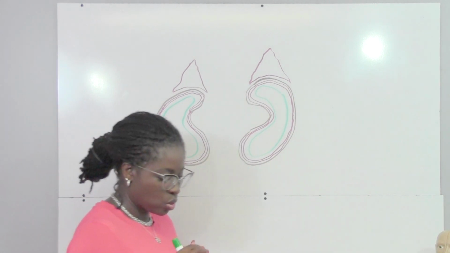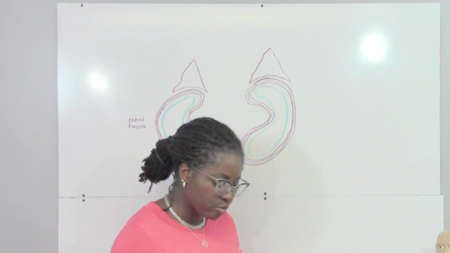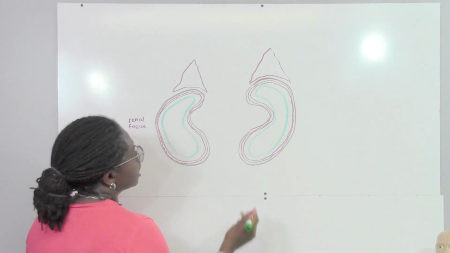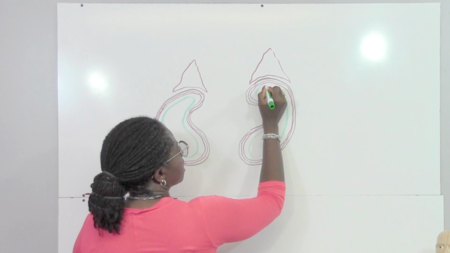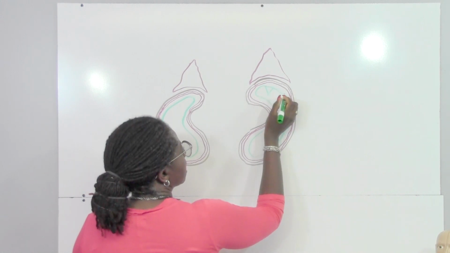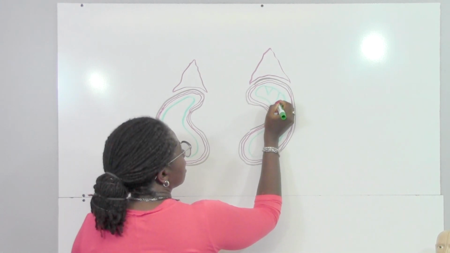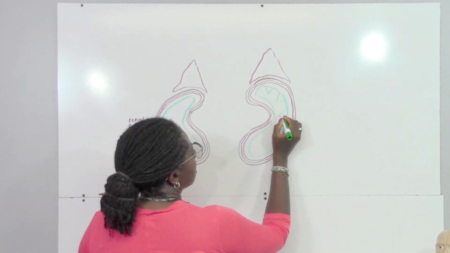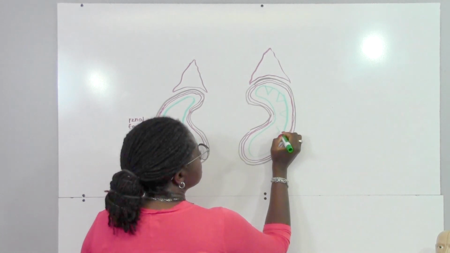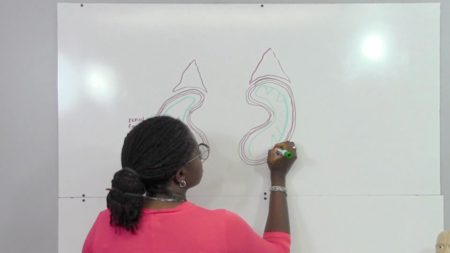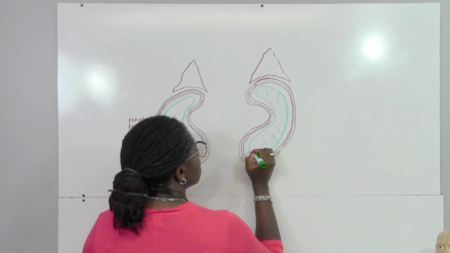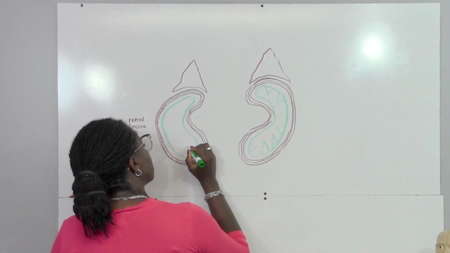Just deep to that cortex, we're going to have the renal medulla. And the renal medulla is characterized with pyramids. So I'm going to draw these pyramids coming in like so. That is going to be the medulla. The job of the medulla is to fine-tune the urine that we're making.